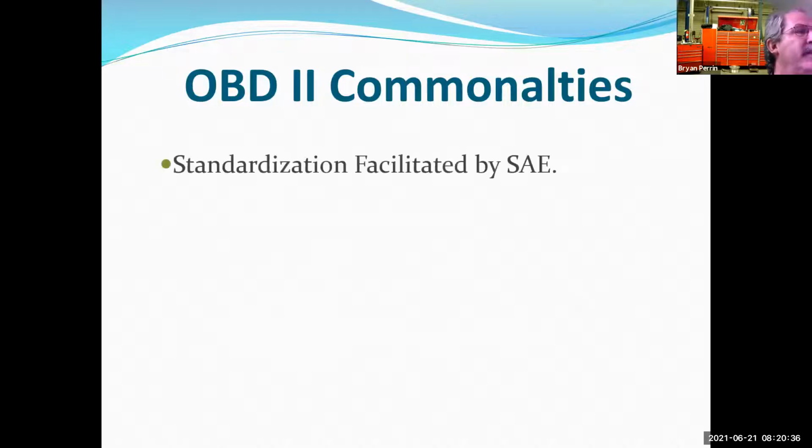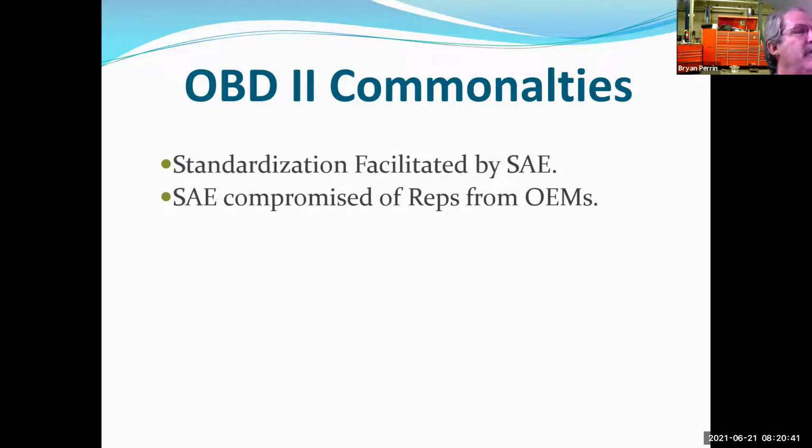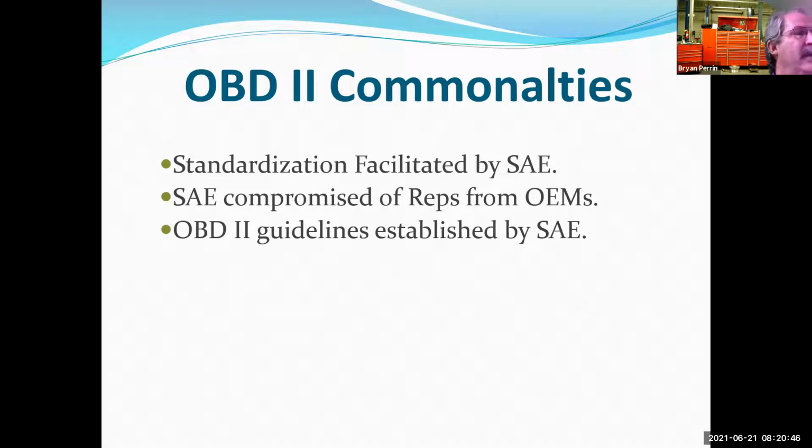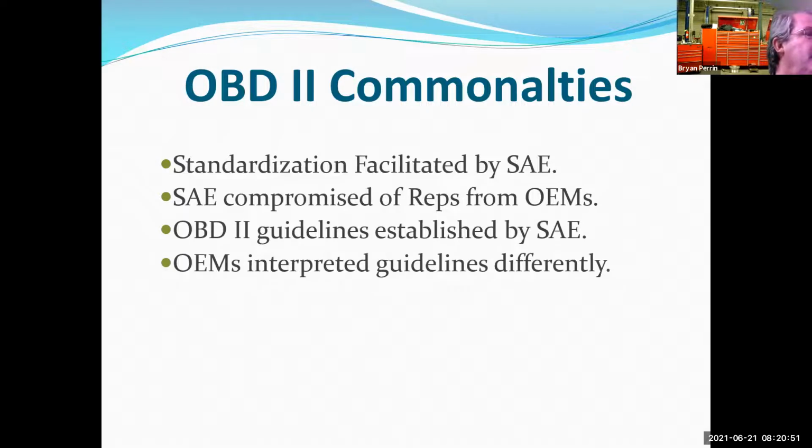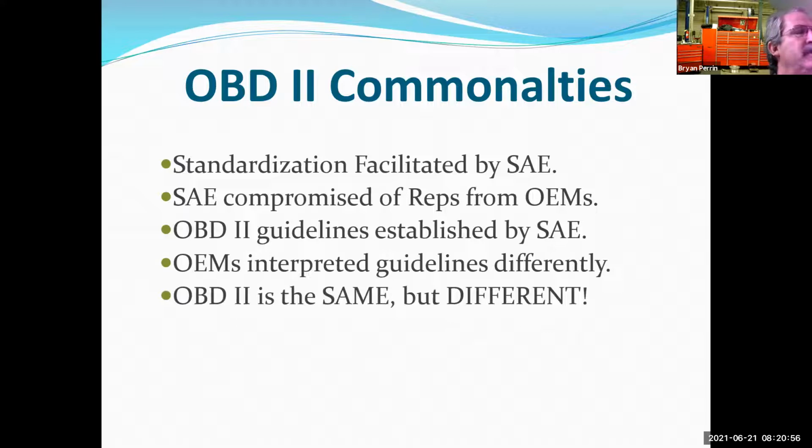So, OBD2 commonalities: standardization facilitated by SAE. SAE was comprised of reps from the original equipment manufacturers. OBD2 guidelines were established by SAE and ISO. OEMs interpreted guidelines differently, so OBD2 is the same but different. For example, the self-test is required. Some self-tests are required to test a system twice before setting a code to make sure there's actually a problem there.